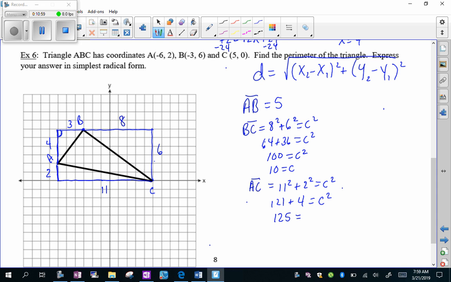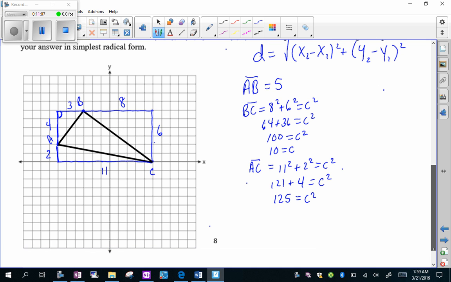Now you have to be careful because it says simplest radical form. So I'm going to have to simplify that, because I know it's going to be the square root of 125. Think of some perfect squares to go into it. Let's see. Square root of 25 times square root of 5. The square root of 25 is 5. So it's 5 times the square root of 5.